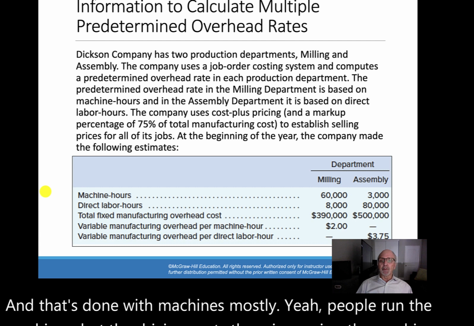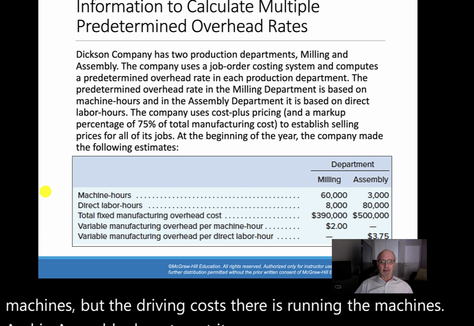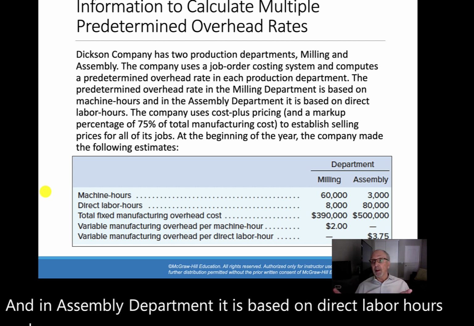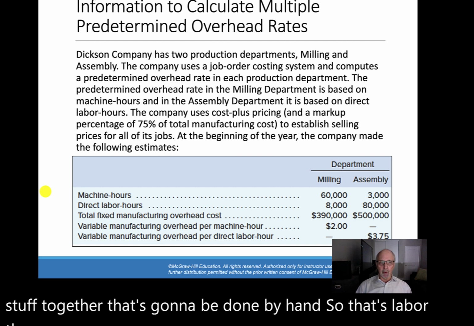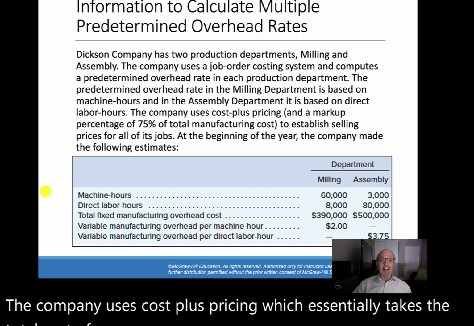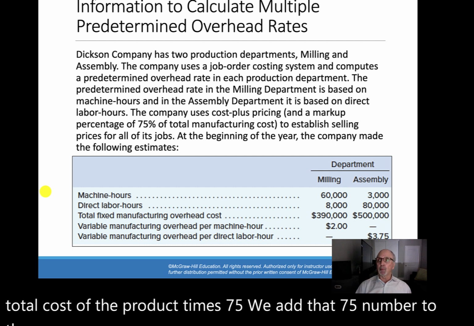And in the assembly department, it is based on direct labor hours. And we know assembly, what does that mean? It means putting stuff together. That's going to be done by hand. So that's labor. The company uses cost plus pricing, which essentially takes the total cost of the product times 75%. We add that 75% number to the cost, and that gives us our price.